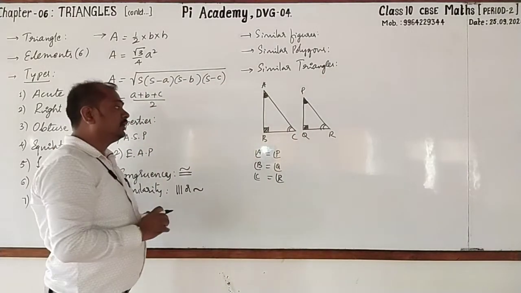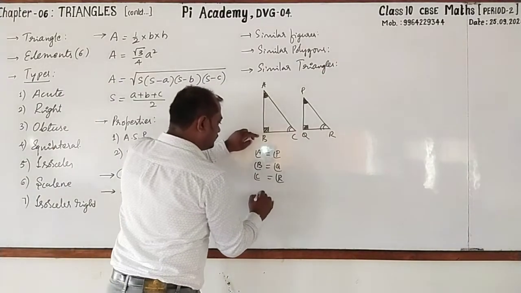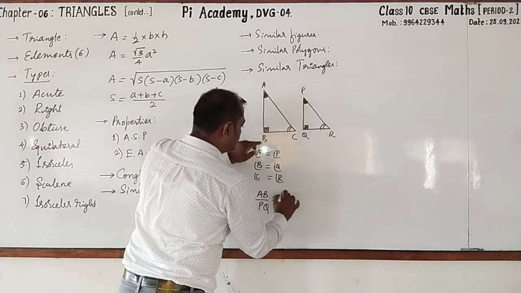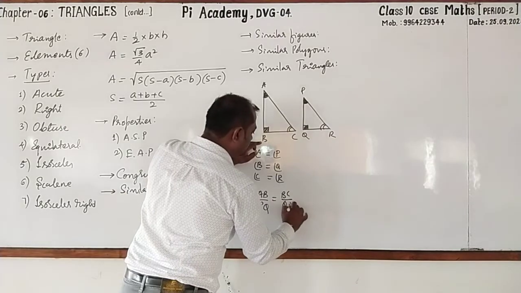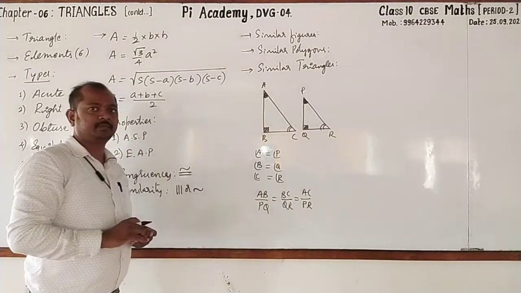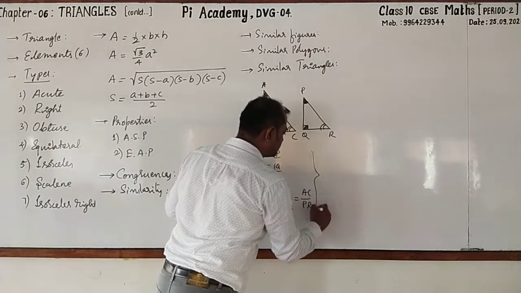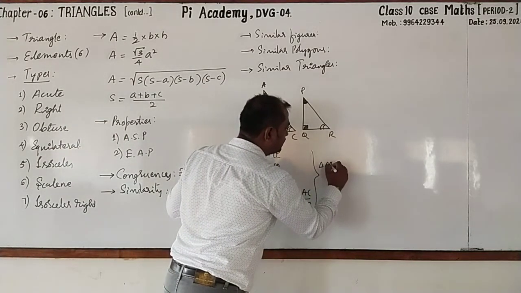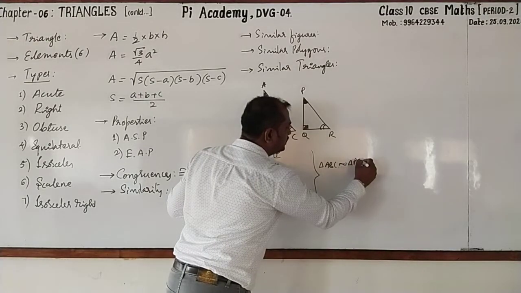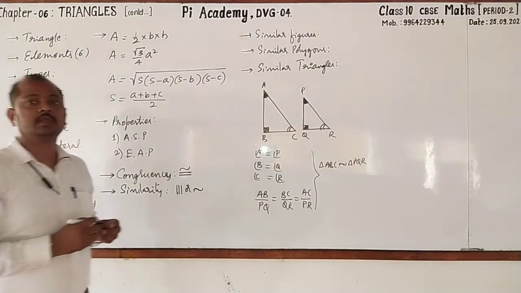Right? Then corresponding sides, we write AB by PQ is equal to BC by QR is equal to AC by PR. If these two conditions hold good, then we can say that triangle ABC is similar to triangle PQR.